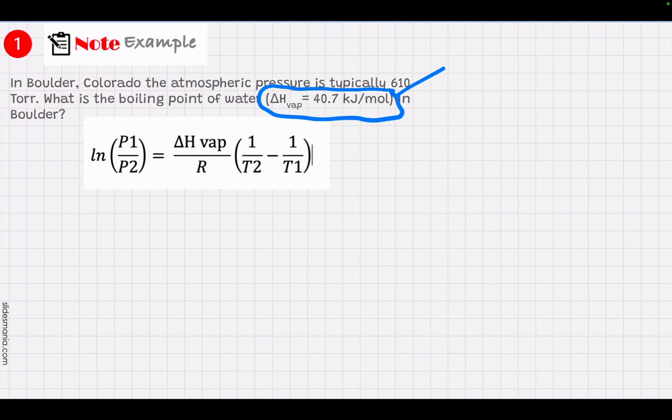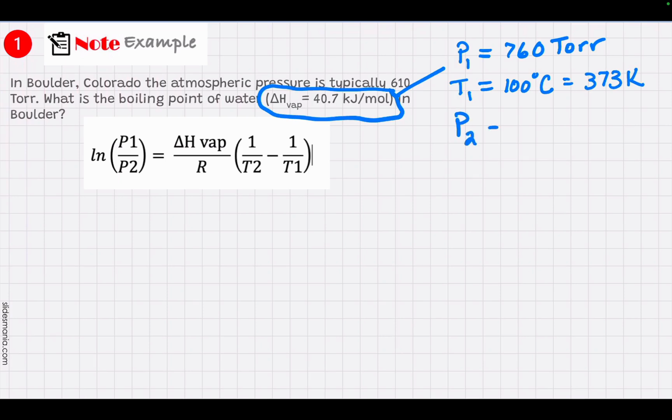So what we're going to do then is say P1, and it could be P1 or 2, it doesn't matter, is going to be equal to 1 atmosphere, which is 760 torr. And then the corresponding temperature is going to be 100 Celsius, because that would be the point where it boils. But we're going to convert that into Kelvin. And then we're going to set Boulder's pressure as P2. And we're looking for what would the boiling point be in Boulder.